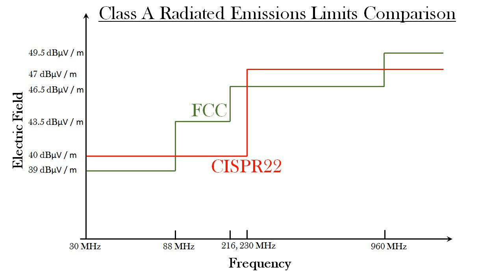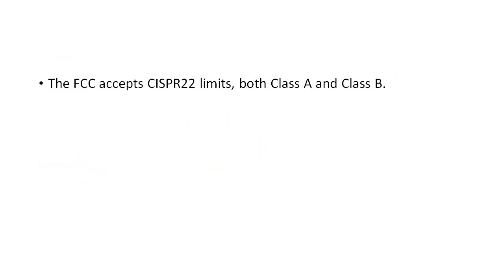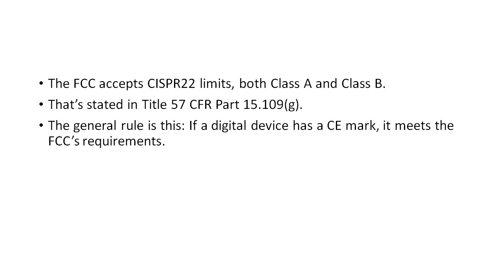But as it turns out, we don't need to worry about these differences because the FCC accepts the CISPR 22 limits as an alternative to meeting its limits. As it's written in Part 15.109G, as an alternative to the radiated emission limits shown in paragraphs A and B of this section, digital devices may be shown to comply with the standards contained in the third edition of the International Special Committee on Radio Interference, Publication 22. Now what that boils down to is this.